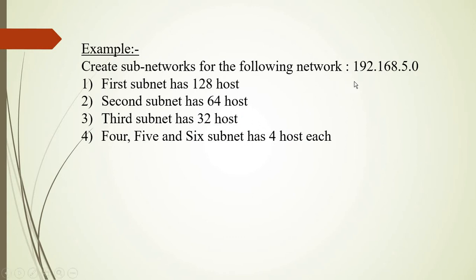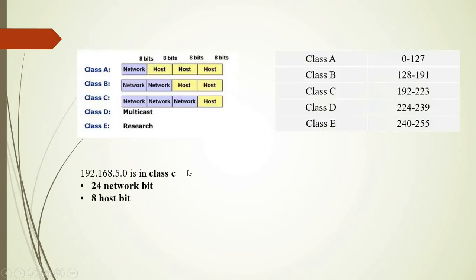Here the given network is 192.168.5.0. Here we have to create 6 subnetworks, in which the first subnet has 128 hosts, the second has 64 hosts, the third has 32 hosts, and the 4th, 5th and 6th subnets have 4 hosts each.